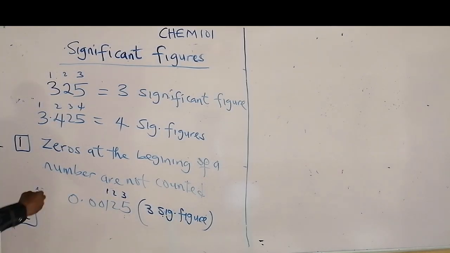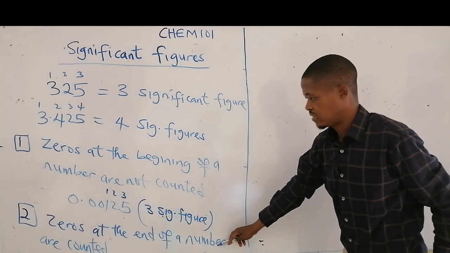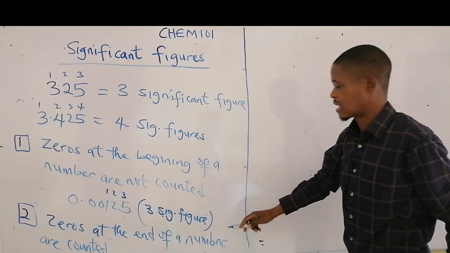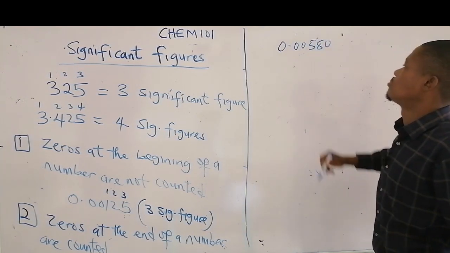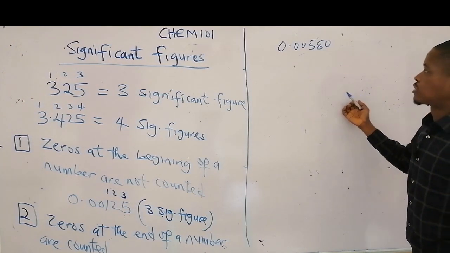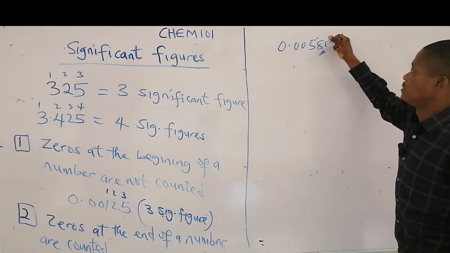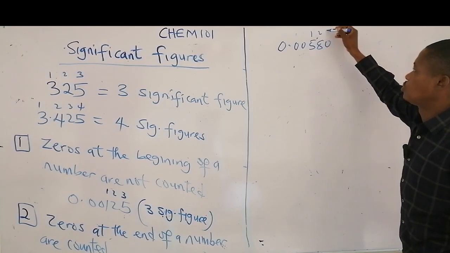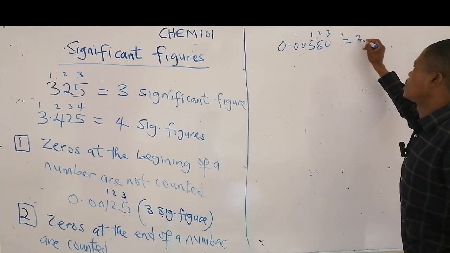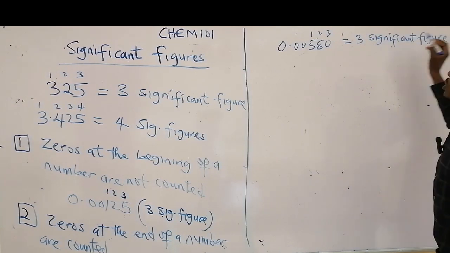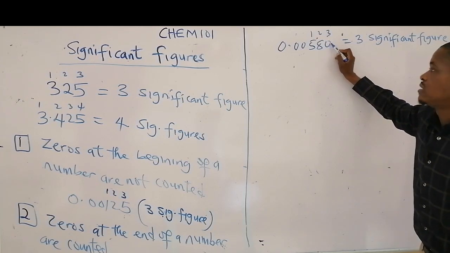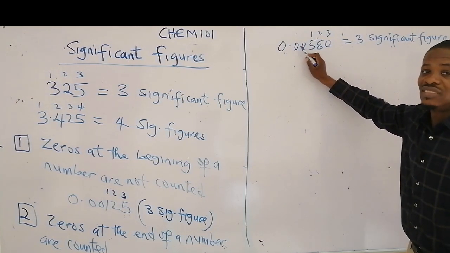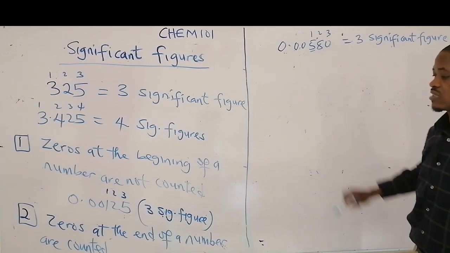Then the other one: zeros at the end of a number are counted. For example, now you have 0.00580. As we said in the first rule, you start counting from where the digit starts: 1, 2, 3. So this is 3 significant figures, because you have to count this zero at the end. If you have a zero at the end, you count it. If you have zeros that start it, you do not count them. You start from where the digit starts.